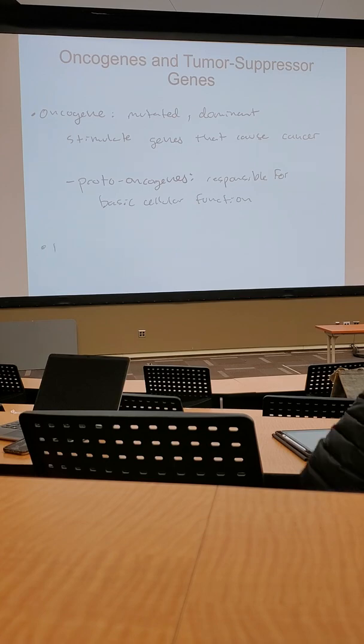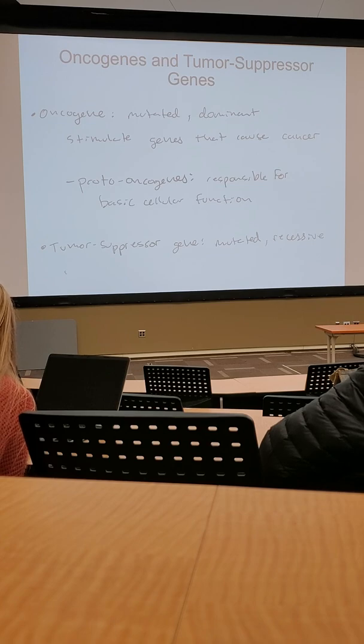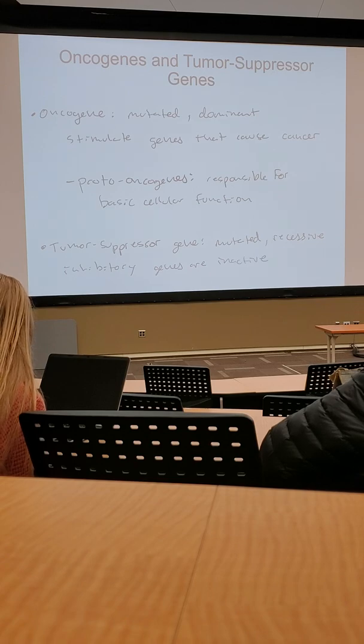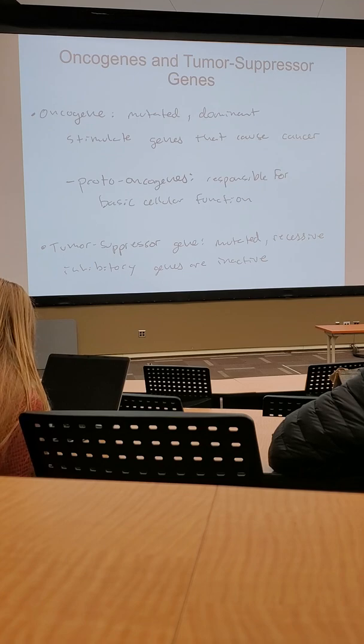So what about a tumor suppressor gene? When they're mutated, they act recessive, and they're inhibitory for genes that are inactive. I said that in a weird way. Two mutations are needed at tumor suppressor genes, and they are normally inhibiting genes that are inactive, and now they lose that function.